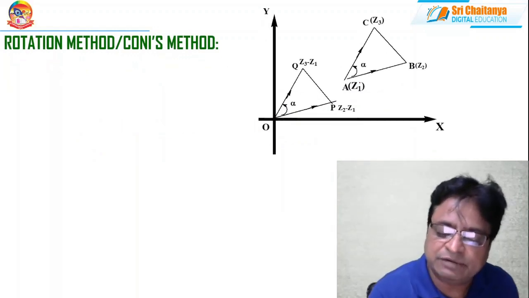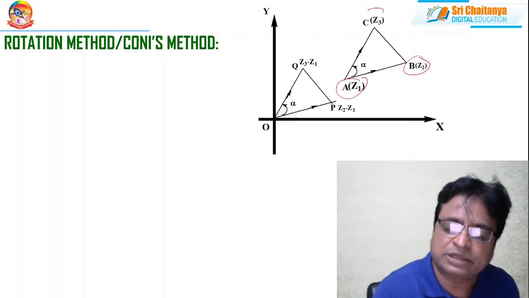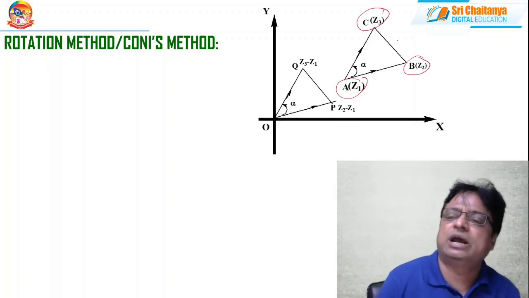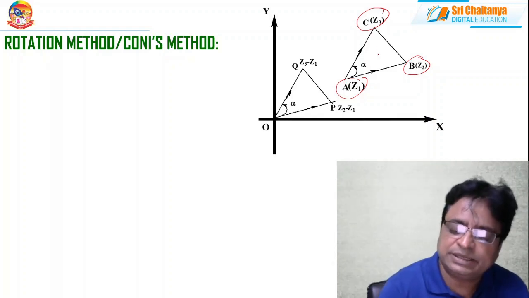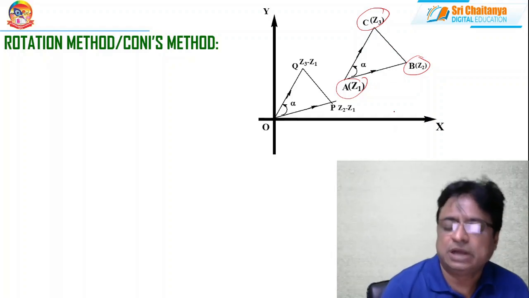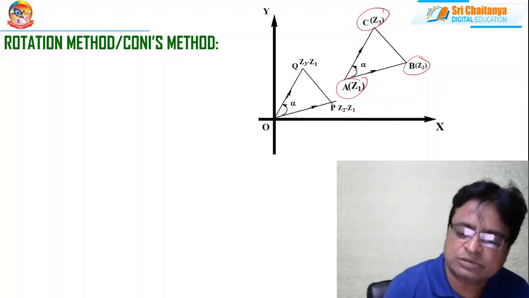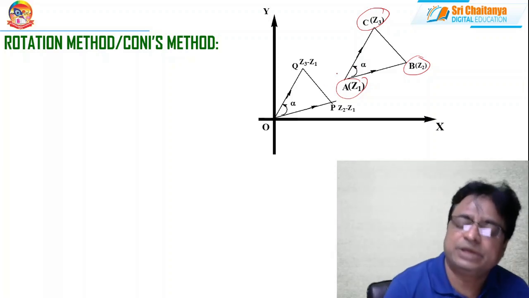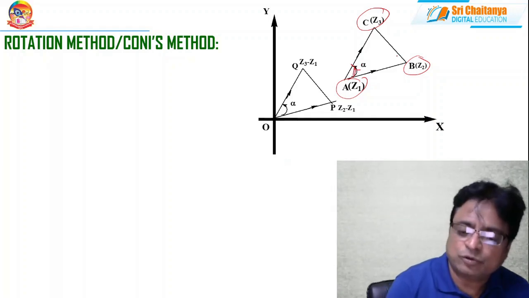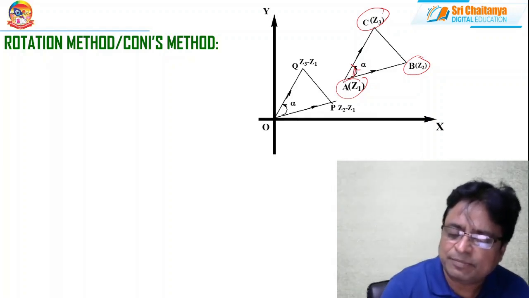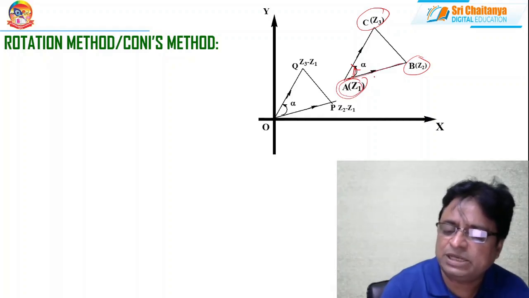Suppose A (Z1), B (Z2), C (Z3) are three complex numbers which are located on the Argand plane like this. So this is vector AB, this is vector AC, and this is vector BC. Here, see the arrows and the directions given in the arrows. Here alpha I have mentioned like this. This is alpha. So this is point A. This is vector AB. So what is vector AB?